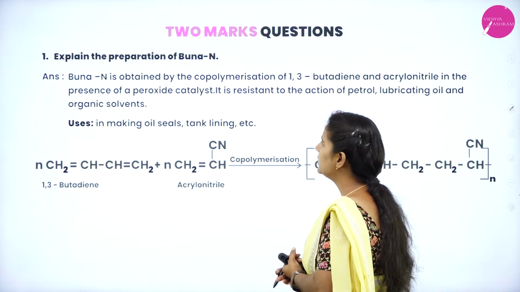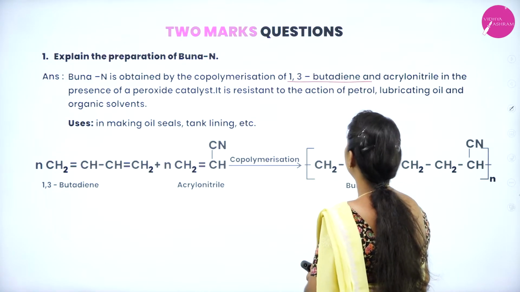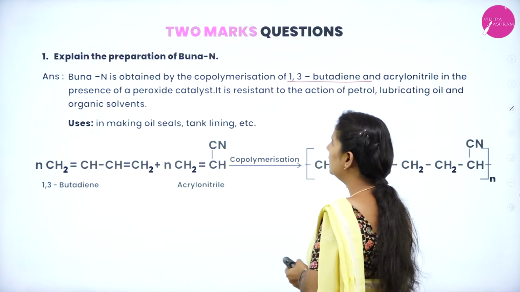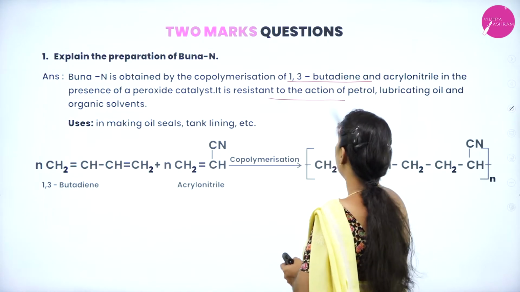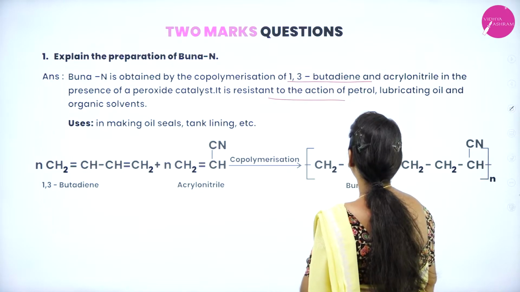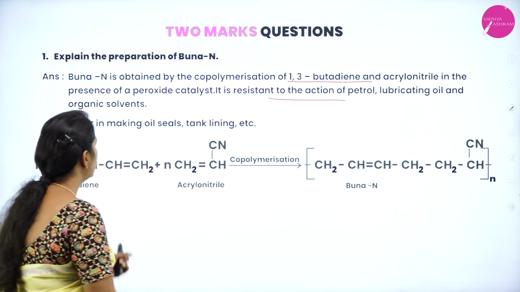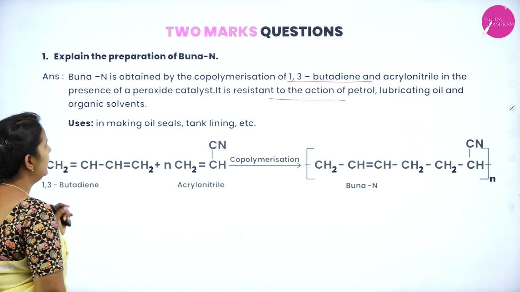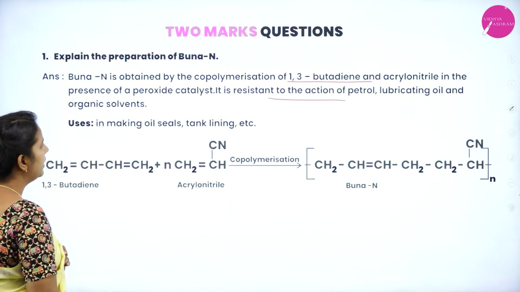Okay, Buna-N is obtained by the copolymerization of 1,3-butadiene and acrylonitrile in the presence of peroxide as a catalyst, and it resists the action of petrol, lubricating agents and organic solvents. Uses: it is used in making oil seals as well as tank lining, etc.